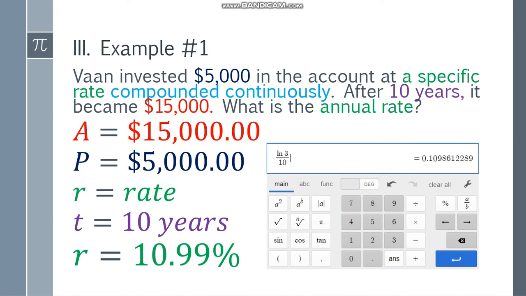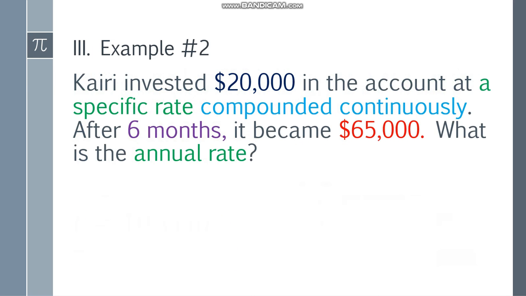Okay, so going back, Vaughn invested $5,000 in the account at a specific rate compounded continuously. After 10 years, it became $15,000. What is the annual rate? The annual rate will be 10.99%. Let's move on to the next example.